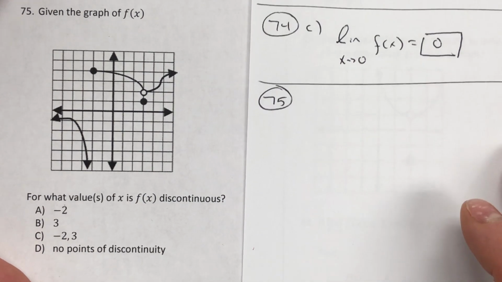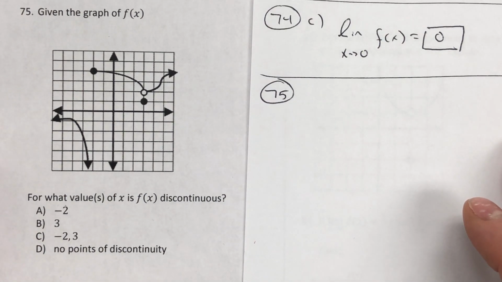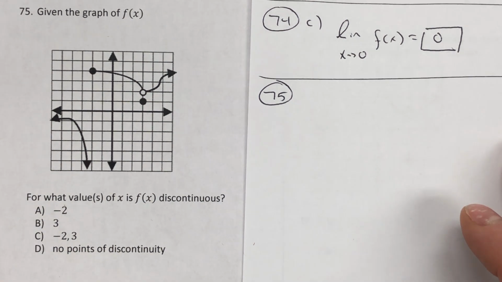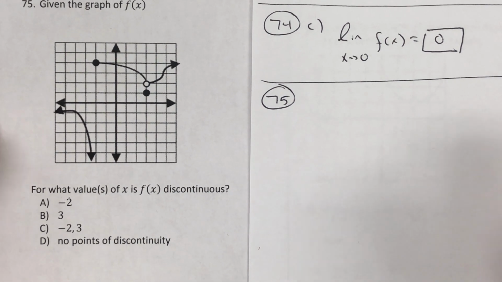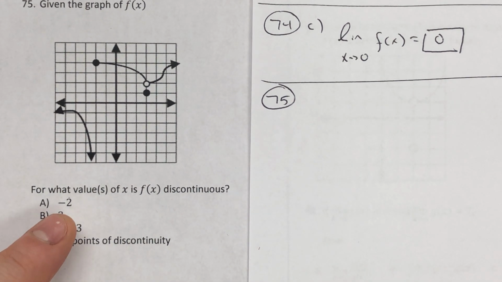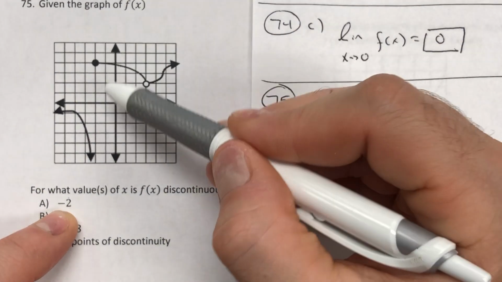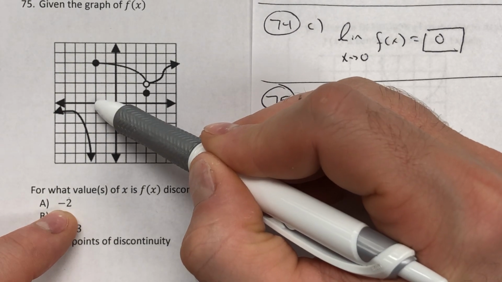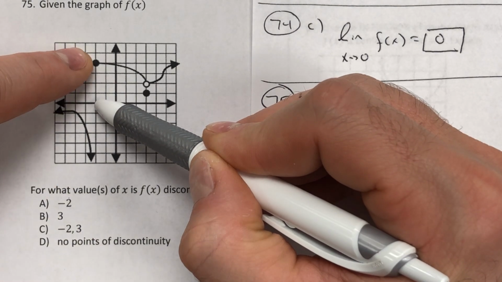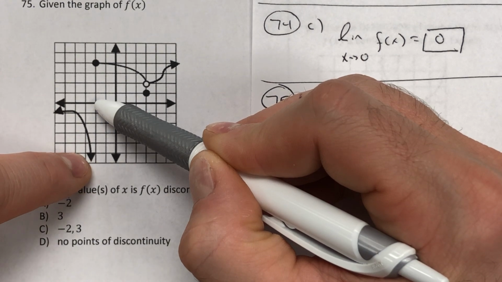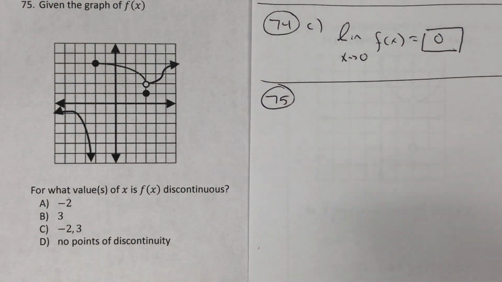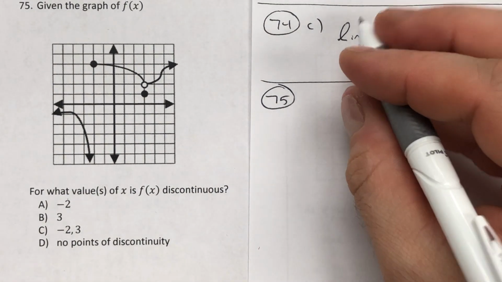Let's take a look at number 75. So given this graph, we're going to answer a few things. For what values of x is f of x discontinuous? And we have to choose one of these. So let's discuss what we're seeing here. At -2, let's take a look. At -2, our graph is up here on the right and way down here at the left. So I know A is a point of discontinuity.